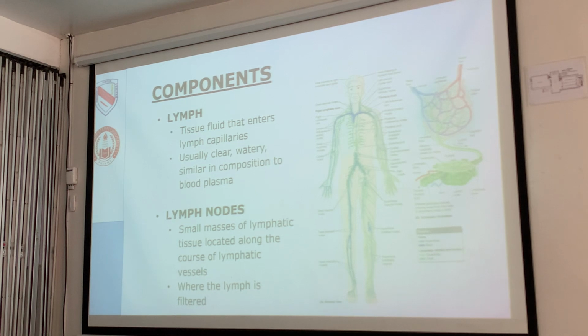So what is lymph? Lymph is tissue fluid that enters lymph capillaries, usually clear, watery, similar in composition to blood plasma. Lymph nodes are small masses of lymphatic tissue along the course of the lymphatic vessels. Usually you can see this grossly as just fat. You can easily mistake it as a fat nodule. Yellowish. I think you can just see this on your cadaver. I can help you identify this.